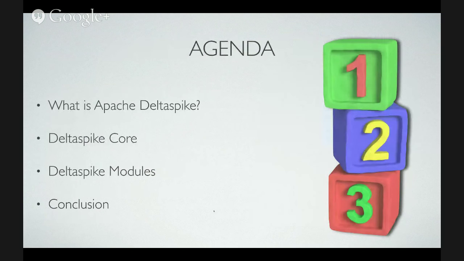So we're going to start with the universal question: what is Apache DeltaSpike? Starting to talk about the project, its history, and what is it about. And after that, we will dive into the features of DeltaSpike. First, DeltaSpike core, and after that, all the DeltaSpike modules. We won't be able to see all the features of DeltaSpike because there are a lot of them. But at the end of the presentation, I will give you some links to the documentation on the site, so you can dig into the source code and examples by yourself.